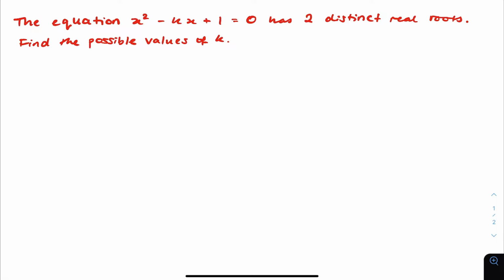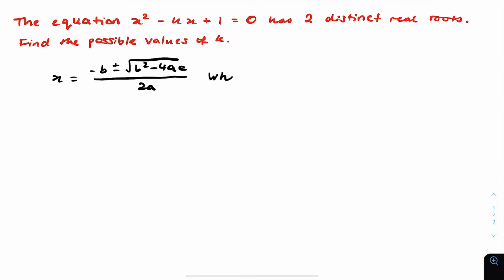So what I mean is, when we're solving a quadratic like this, we know that we can use the quadratic formula, which states that x is equal to negative b plus minus the square root of b squared minus 4ac over 2a, where we have the formula ax squared plus bx plus c is equal to 0. In this case, the discriminant refers to this block over here, the b squared minus 4ac part.